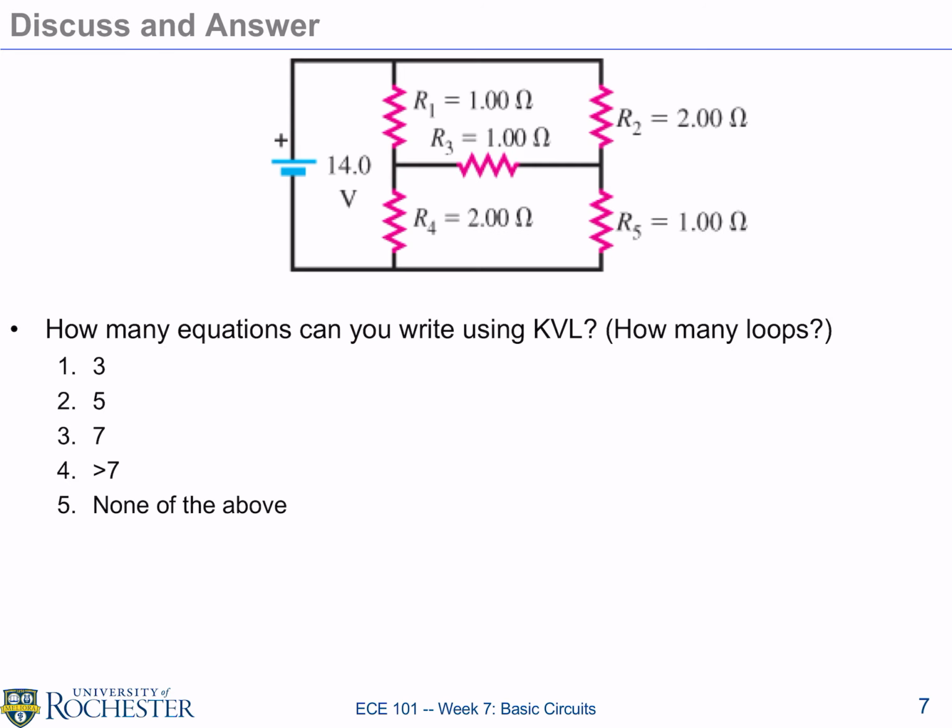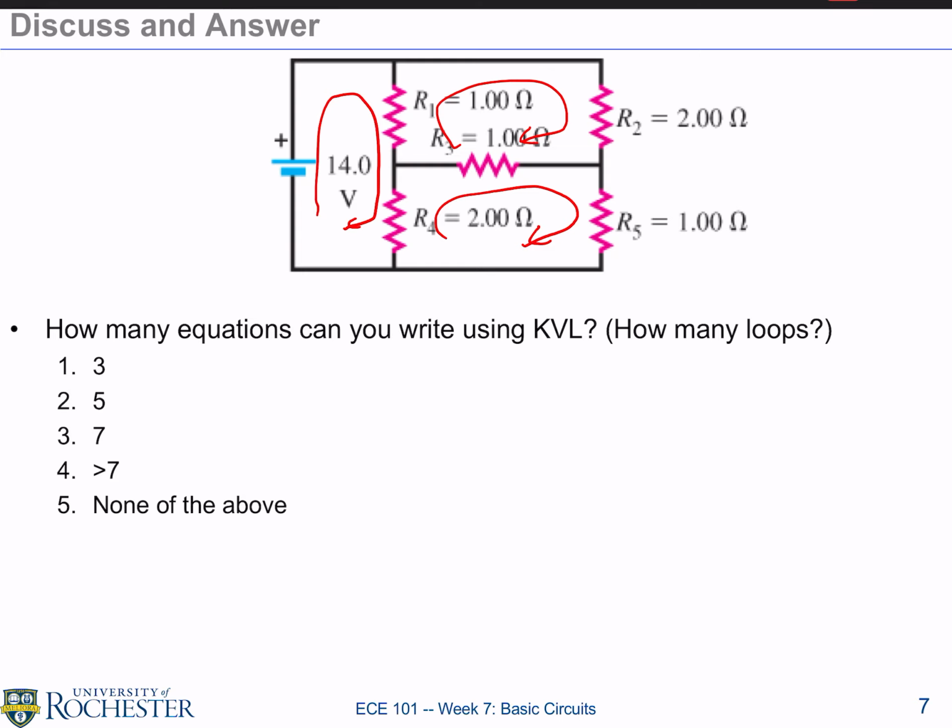So we did this in class. If you haven't done it, you should pause and try to answer the question. How many equations can you write according to KVL? Is it 3? Is it 5? Is it 7? Is it more? Well, it's fairly straightforward to spot the 3 loops, right? Oh, here's a loop, here's a loop, here's a loop. But there are other loops.